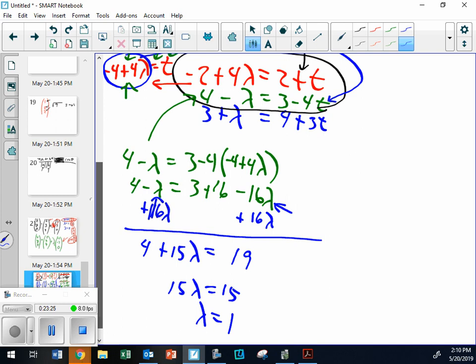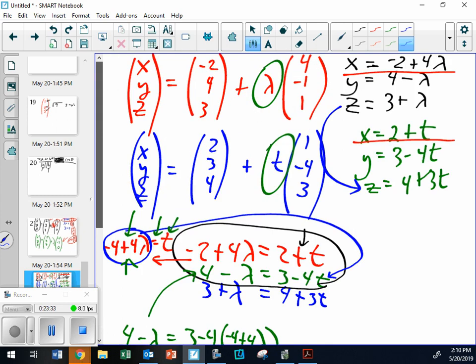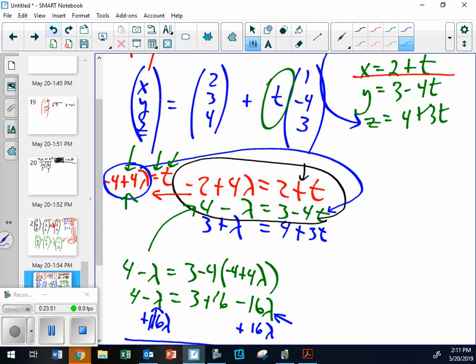I don't even know what t is yet. There's no way I can tell if these are colliding yet. I just know that if they're going to collide, it's going to be at time 1 for lambda, which is this top equation. That's got to be a 1. Do you get where it will be at time 1? If you put a 1 right here, you'd know where they would hit.